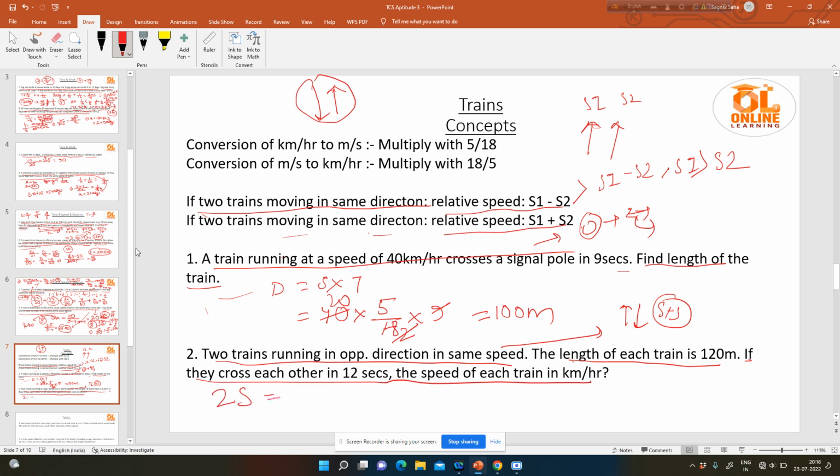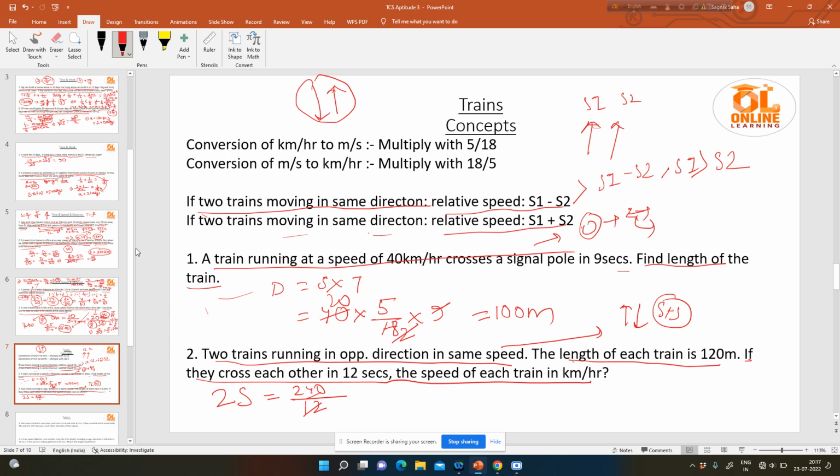We have to find the speed. The length of each train is 120 meters, so we have to add their distances because they are moving in opposite directions. We have to add their lengths. Speed is distance by time, so their total length would be 240, as one train's length is 120 meters. They cross each other in 12 seconds, as given.